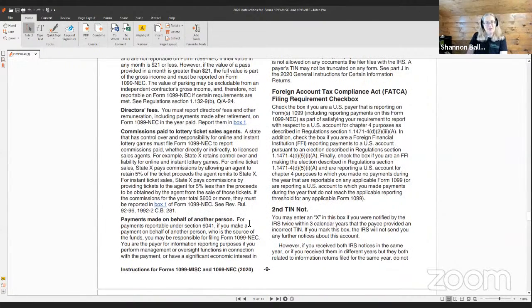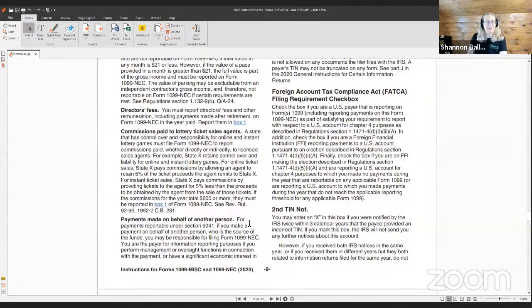Commissions paid to lottery ticket sales agent. A state that has control over and responsibility for online and instant lottery games must file a Form 1099 NEC to report commissions paid, whether directly or indirectly, to licensed sales agents.